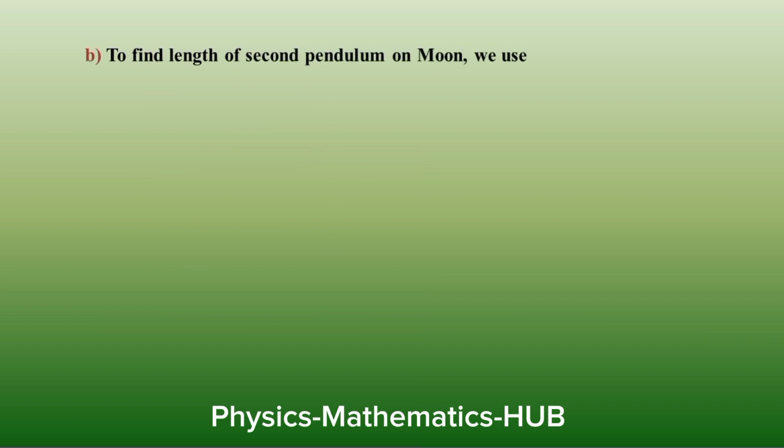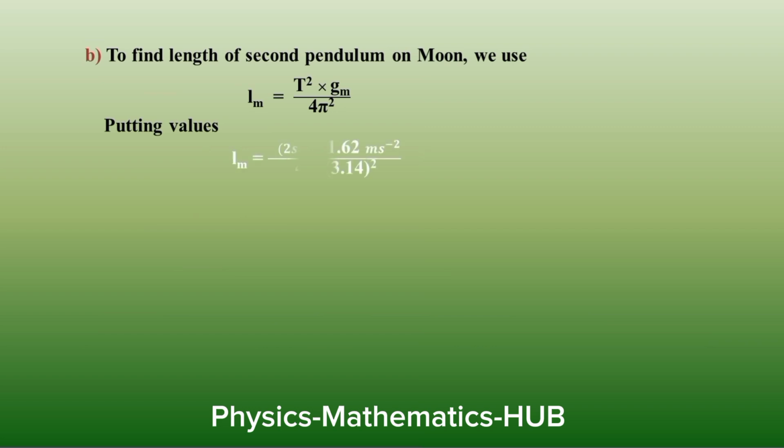Solving the second part, here we have to find the length of the second pendulum on moon. So we use the same formula, which is Lm is equal to T square multiplied by Gm divided by 4 pi square. Here Lm is the length of the pendulum on moon, T is the time period, and Gm is the gravitational acceleration on moon.